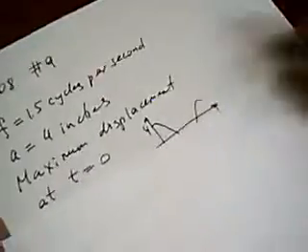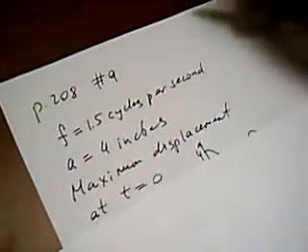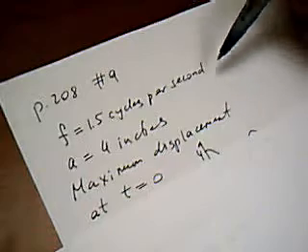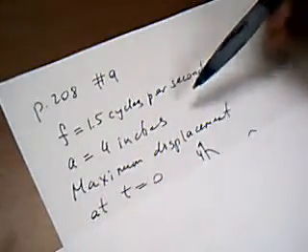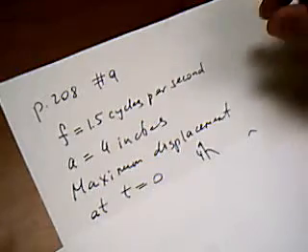Now consider the following problem from the textbook. It's page 208, problem number 9. It's given that the frequency is 1.5 cycles per second, the amplitude is 4 inches, and that the maximum displacement occurs at time equal to 0.